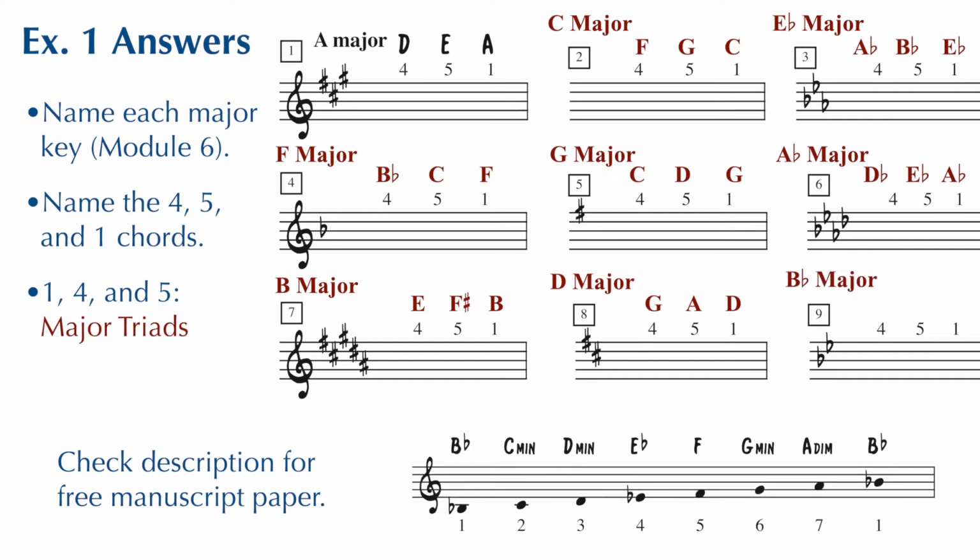And number 9. 2 flats in the key signature puts us in the key of B flat major. We write out the B flat major scale and its triads. Our 4 chord is E flat, our dominant or 5 chord is F major, and our 1 or tonic chord is B flat major.